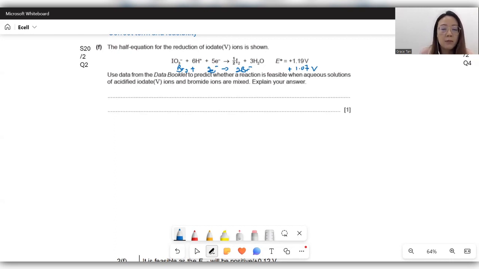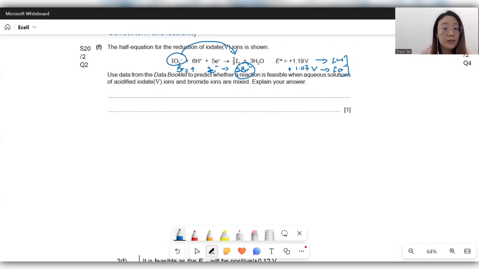Now, between these two, iodate ion is more positive in the E value. They will undergo reduction. So I will circle my iodate. It will undergo reduction to form iodine. Hence, read the question: bromide ions, not bromine. Circle bromide ions, and bromide has a more negative E value. Hence, it will undergo oxidation. So if iodate, more positive, chooses the reduction, bromide must choose the oxidation.